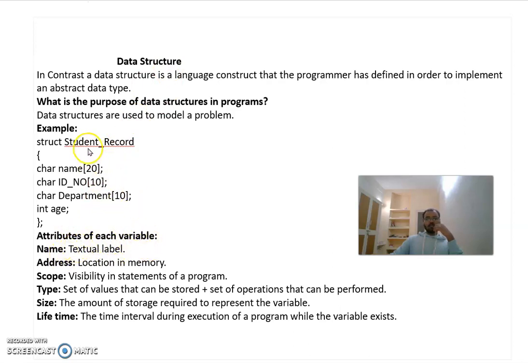Attributes of each variable. For instance, we want to record student data like name, department, ID number, age, mark, something like that. So an attribute is: textual label, location in memory, visibility, the scope of statements of the program, type, the set of values that can be stored, the set of operations that can be performed, size, the amount of storage required to represent the variable, and lifetime, the time interval during the execution of the program when the variable exists. This is included in the data structure.